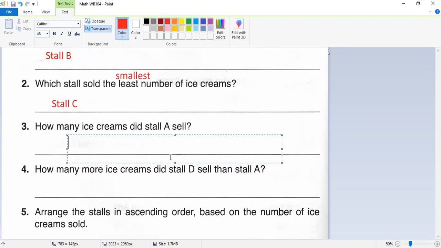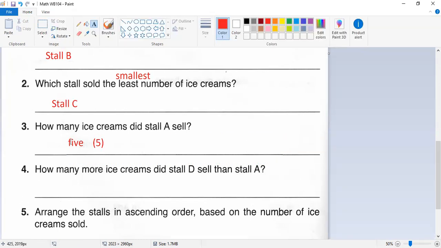How do we spell 5? F I V E. 5. Or if you're lazy, then write the number. Let's try and spell the numbers. F I V E. 5.